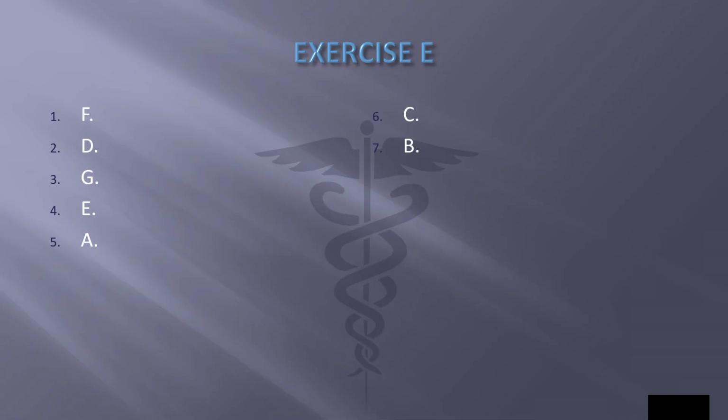Tinnitus is E, abnormal noise, ringing, buzzing, or sound in the ears. Number 5, cataract is A, clouding of the lens of the eye, causing impairment of vision. Number 6, nevus is letter C, pigmented lesion, which is benign on the skin, also known as a mole. And 7, alopecia is B, absence of hair from areas where it normally grows.